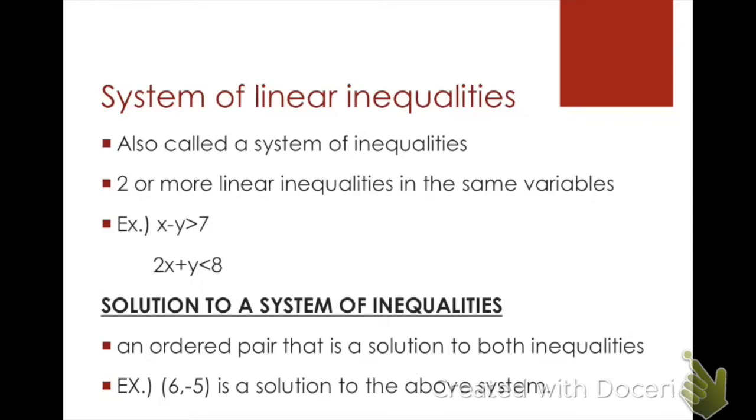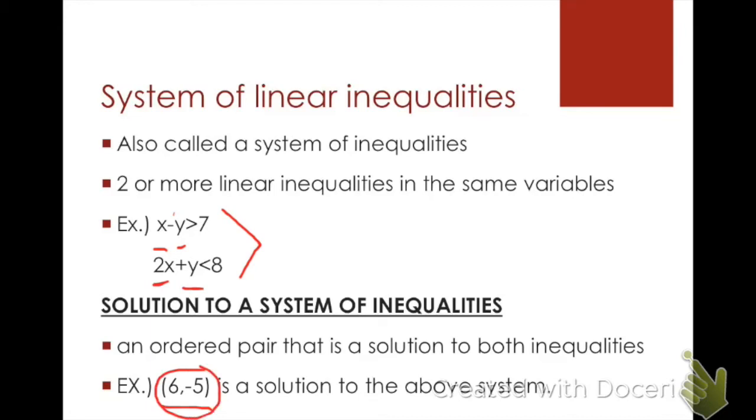So an example would be that a solution of this system here would be (6, -5). Because if I put a 6 in for x and a -5 in for y, I would get 6 minus negative 5, or 6 plus 5, which is 11. 11 is greater than 7. And if I put 6 and -5 into this one, I would get 12 minus 5, which is 7. 7 is less than 8. So (6, -5) is a solution to both.